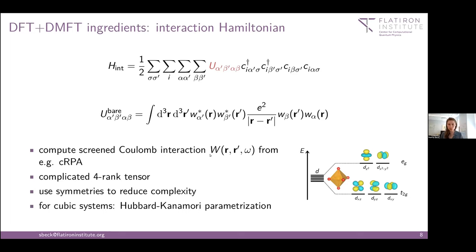However, once we have that, this object is still a complicated four-index tensor, and this is very challenging for the impurity solvers. And so what we do is we use the symmetries of the system to reduce the complexity. And we can break it down, depending on the symmetry, to only a few parameters. For instance, if you have, again, this isolated atom, the full d shell is degenerate. We have spherical symmetry. In this case, we can use the Slater parametrization, which is three independent parameters. Even better, if we have a cubic environment, like in transition metal oxides, we have a separated t2g or eg shell, and then we can express the interaction in terms of just the direct Coulomb integral and the exchange parameter. And this is the Hubbard-Kanamori parametrization.